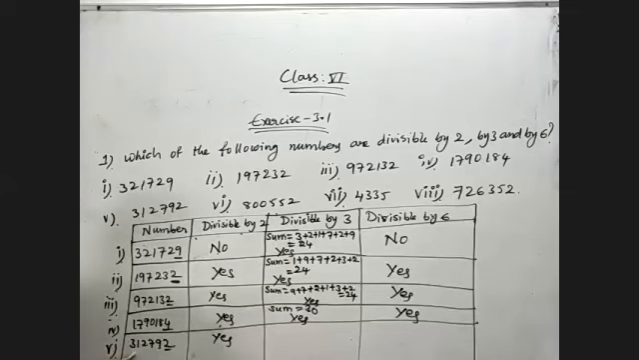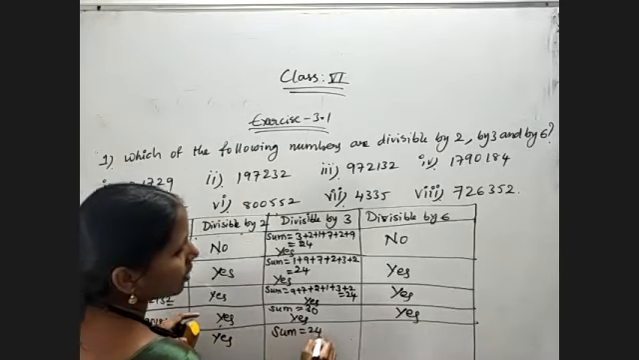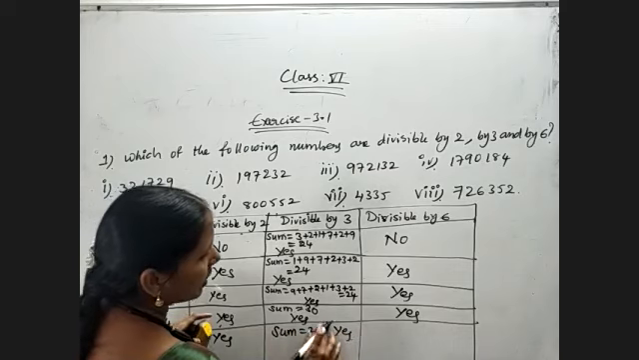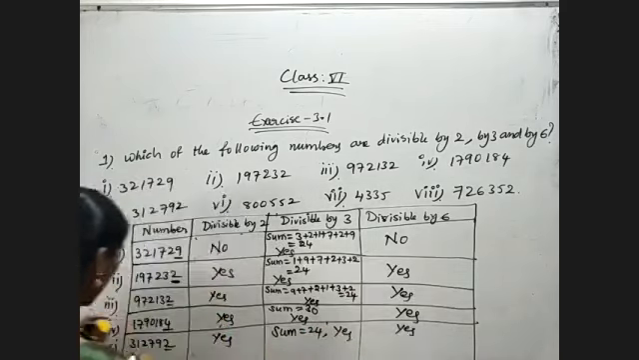312,729. 3 plus 1, 4. 4 plus 2, 6. 6 plus 7, 13. 13 plus 9, 22. 22 plus 2 is equal to 24. So the sum of the digits I got is 24. So it is also divisible by 3. So because it is divisible by 2 and 3, it is also divisible by 6.